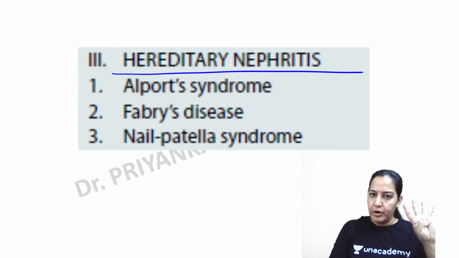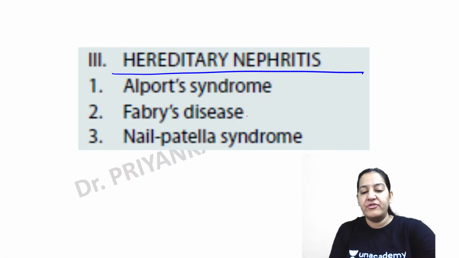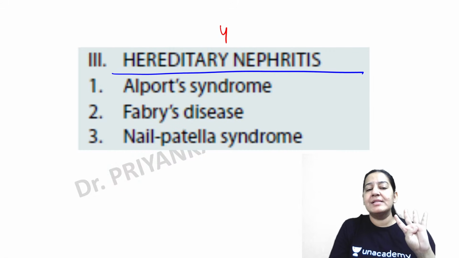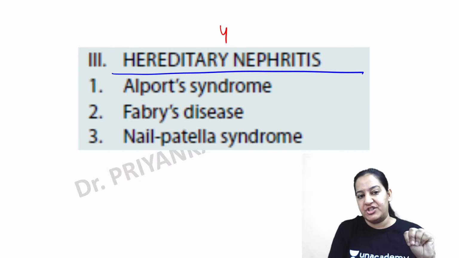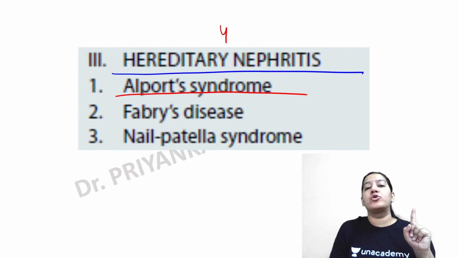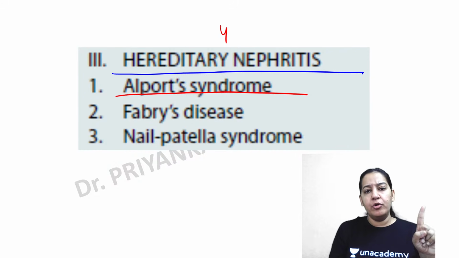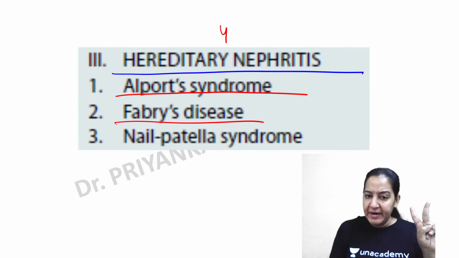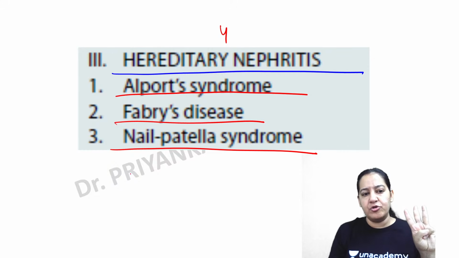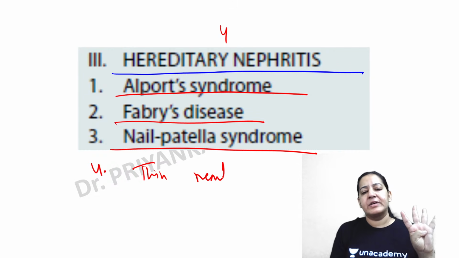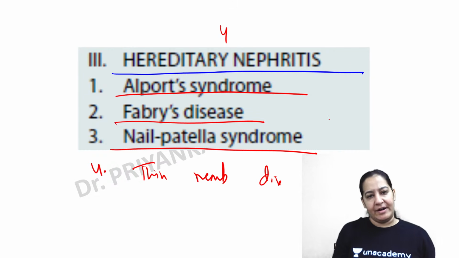In the hereditary, I am going to teach you 4. What are the 4 hereditary? There are 4 only, 4 glomerulonephritis which are hereditary in nature. The most important is Alport. You get many questions on Alport. Alport glomerulonephritis or Alport syndrome, Fabry disease, second one, Nail patella syndrome, third one, and the 4th one, thin membrane disease. So I will explain all 4 hereditary also.